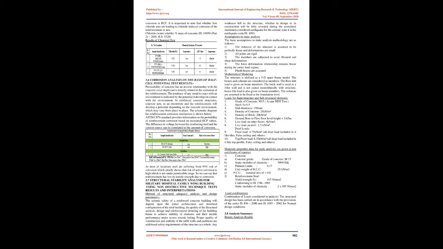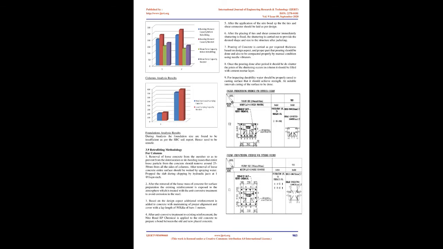Results of chemical test. Corrosion analysis on the basis of half-cell potential test results. Permeability of concrete has an inverse relationship with the concrete cover depth and is directly related to the corrosion of the reinforcement. The tendency of any metal to react with an environment is indicated by the potential it develops in contact with the environment. In reinforced concrete structures, concrete acts as an electrolyte and the reinforcement will develop a potential depending on the concrete environment, which may vary from place to place.